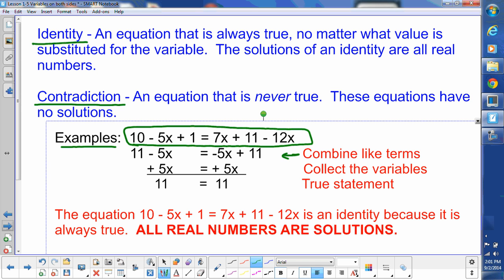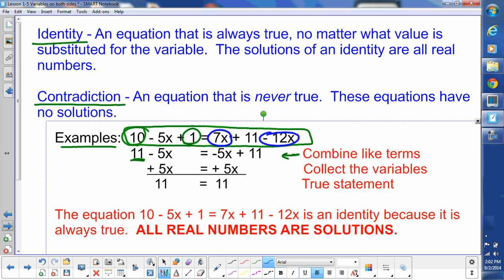To combine like terms, we look for numbers that are alike or variables that are alike. 10 plus 1, these are constants and we can add them. 10 plus 1 is 11. That's where the 11 came from. Minus 5x. There's no other x's on the left-hand side of the equal sign. On the right-hand side of the equal sign, we have 7x and a negative 12x. Yes, this negative sign stays attached to the 12x. Subtraction and negative numbers work the same.